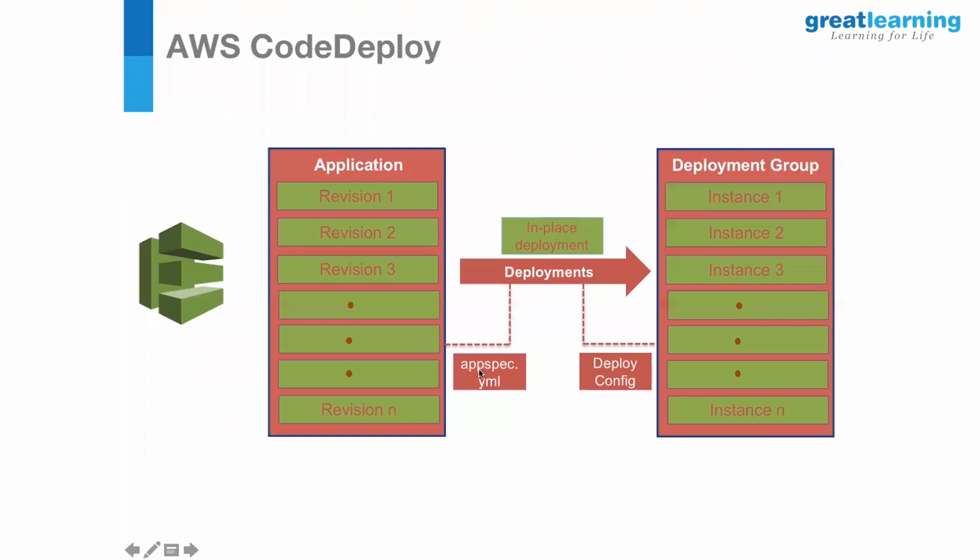What is an appspec.yaml file? It's a configuration file which specifies the files to be copied and the scripts to be executed as part of the deployment.